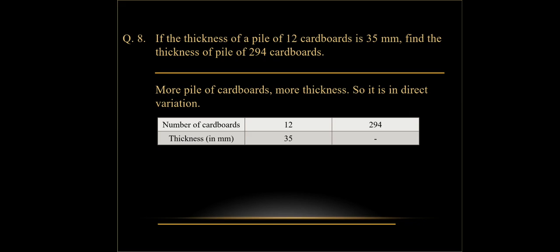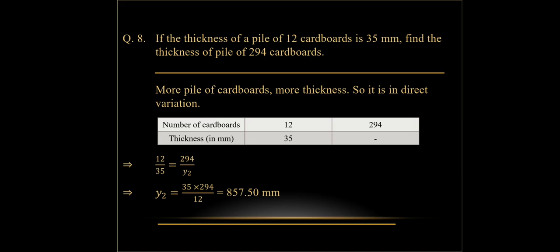So it is also x1 upon y1 equals x2 upon y2. So number of cardboards, 12 upon 35, equals 294 upon y2. Thickness in millimeters. 1 centimeter equals 10 millimeters. So here we need to find y2. Cross multiply: 35 into 294 upon 12 equals 857.50 millimeters.